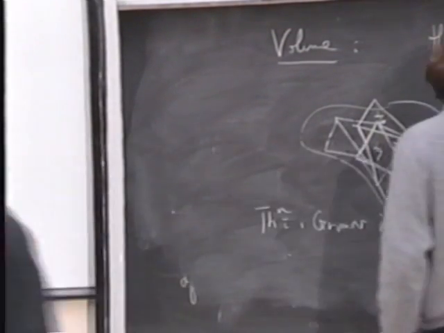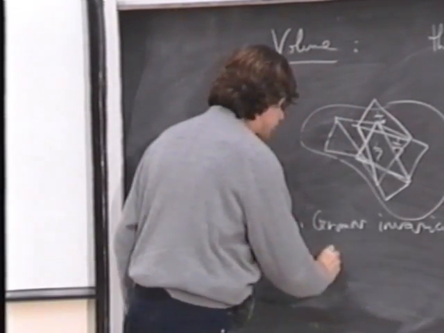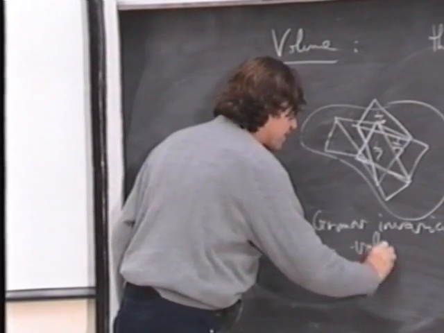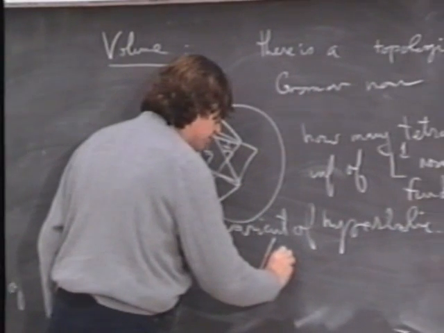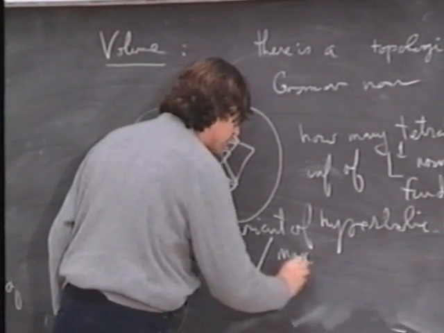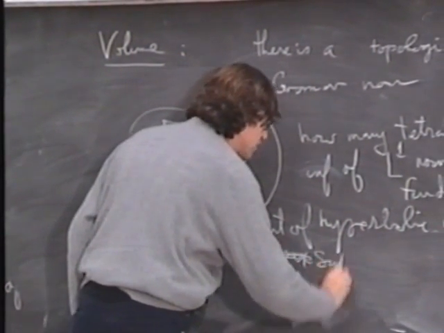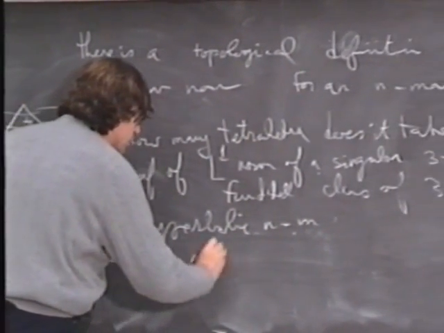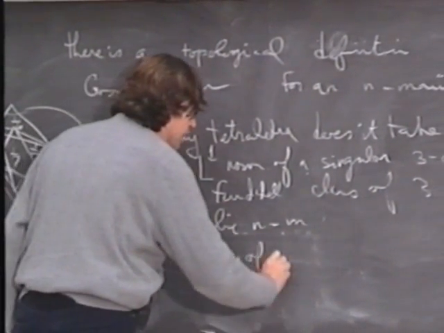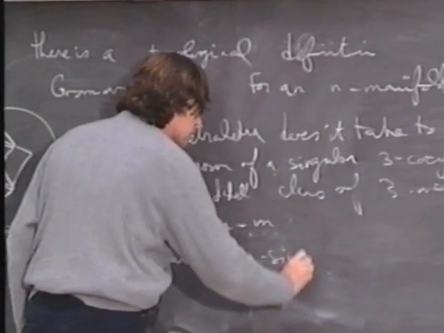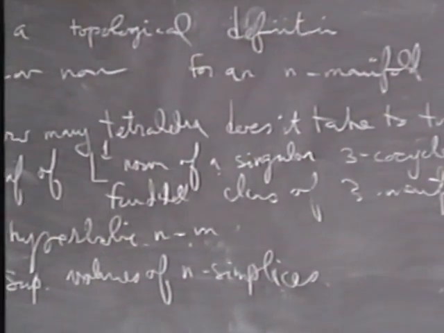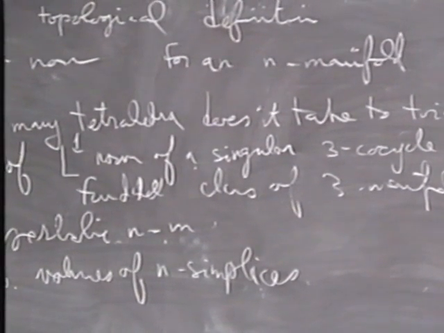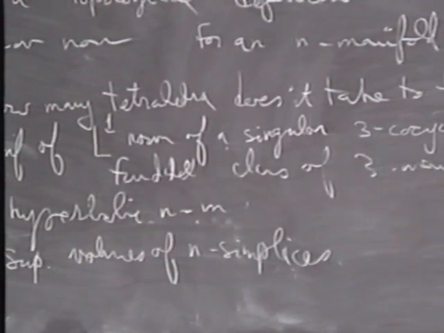The Gromov norm of a hyperbolic n-manifold equals the volume of the n-manifold divided by the supremum of the volumes of n simplices, which is always a finite number. So this says that the volume is essentially a topological invariant.